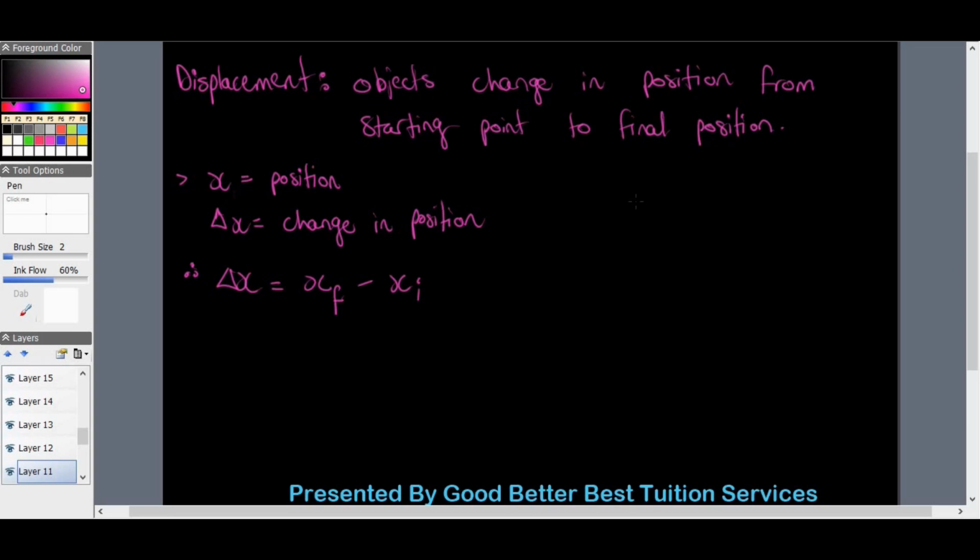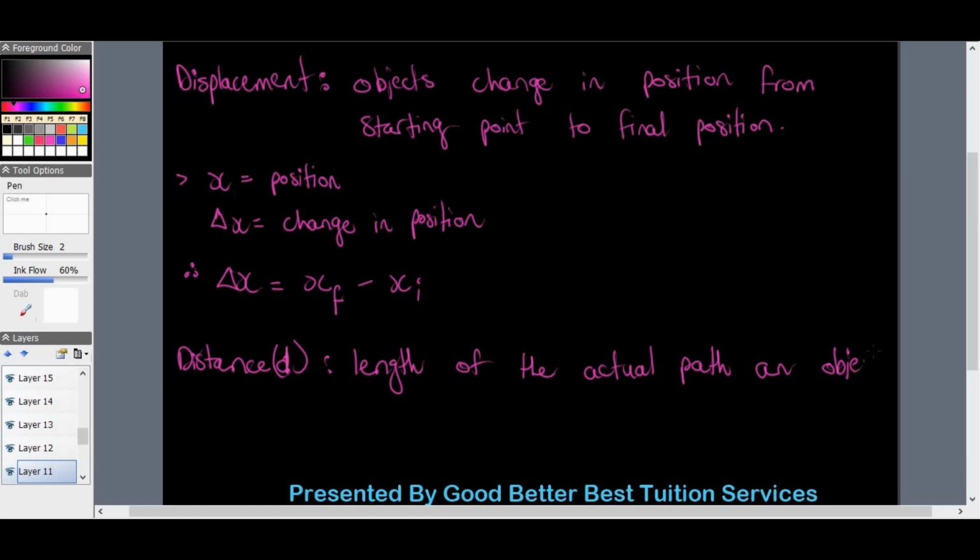Now this is not to be confused with distance, which I was going to say last, but I think it's more fitting to explain it now. If delta x is displacement, which is the change in object position, distance is given by the letter d, little d. Distance is actually the length of the actual path an object takes during its motion.